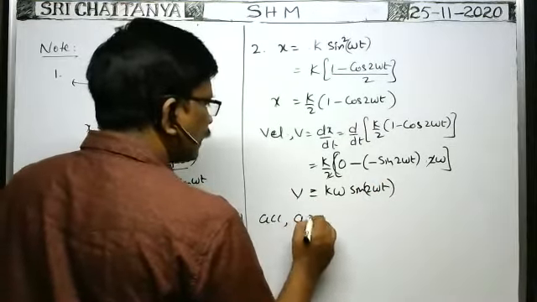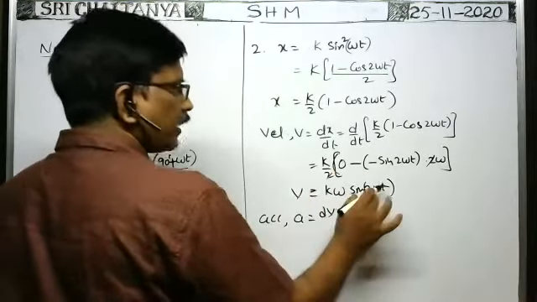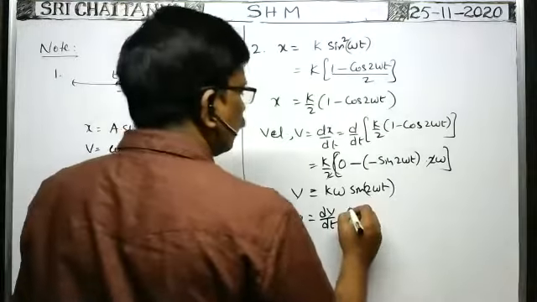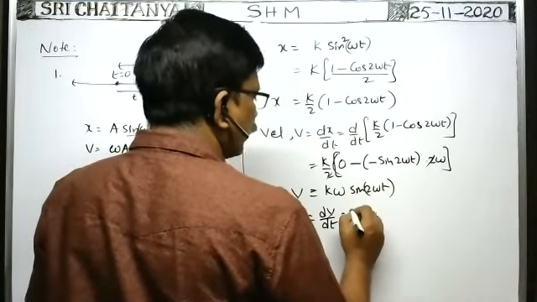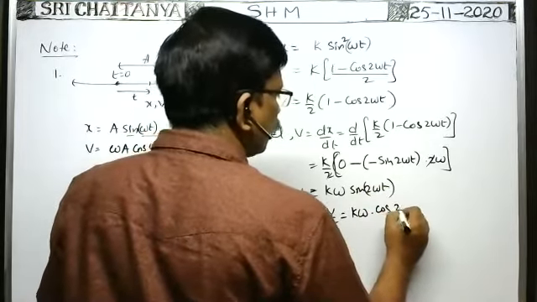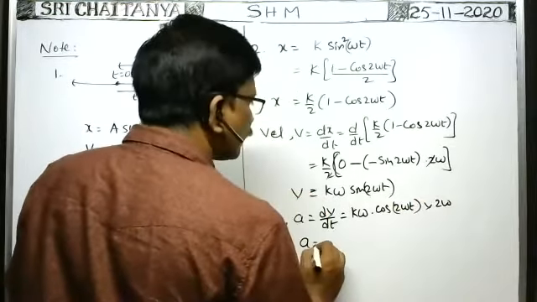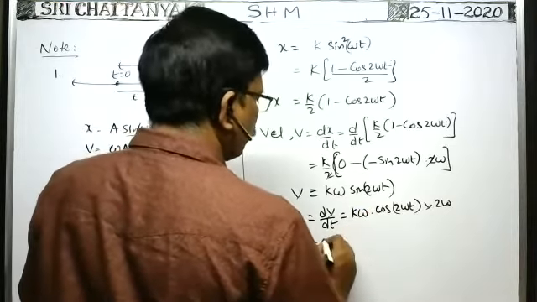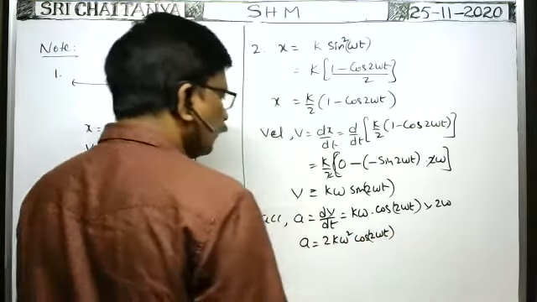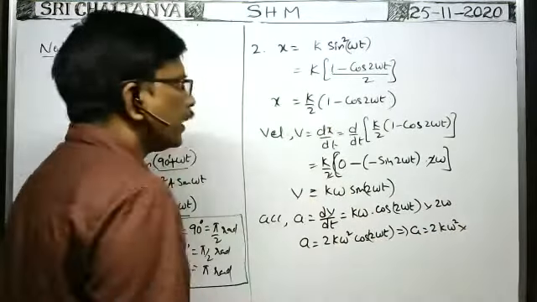Therefore, acceleration a is equal to dv by dt, because we got velocity as a function of time. Now dv by dt is the instantaneous acceleration, which is equal to d by dt of this one. When you differentiate this, k omega is constant, you keep it aside, into sine differentiation is cos. So cos 2 omega t into the coefficient of t, which is 2 omega. You multiply with 2 omega. Therefore, acceleration is equal to k omega into 2 omega, which means 2k omega square into cos 2 omega t. Okay, that implies a is equal to 2k omega square into cos 2 omega t.